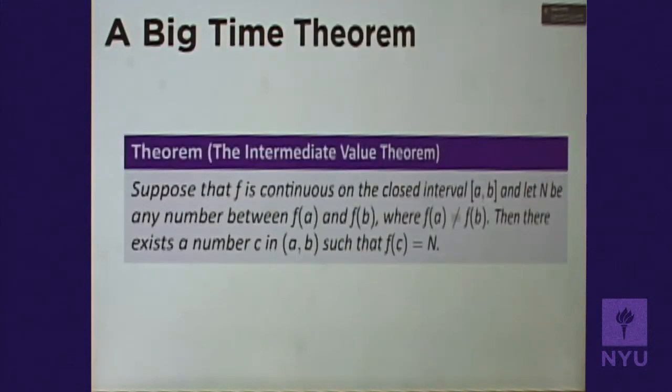And so here is the intermediate value theorem. I'll read it. It says, suppose that f is continuous on the closed interval a to b, and let n be any number in between f of a and f of b, where f of a is not equal to f of b. Then there exists a number c in the open interval a to b, such that f of c equals n.